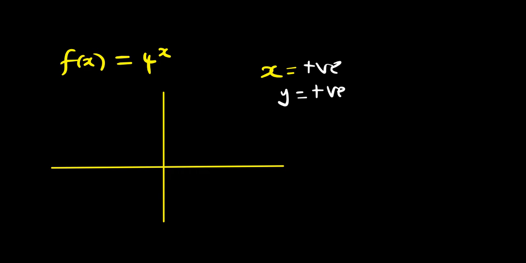So how is our graph going to be? It's going to move in this direction, going in that direction, and it's going to cut this point. That point is the y-intercept. On the y-intercept, x is equal to 0. So if I put a 0 here, it will be 4 to the power 0, which is 1. So here it is just a 1. So that's how you're going to graph this one.